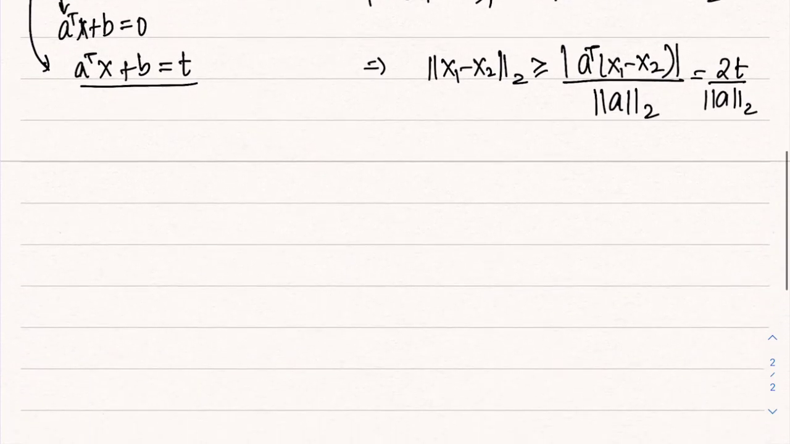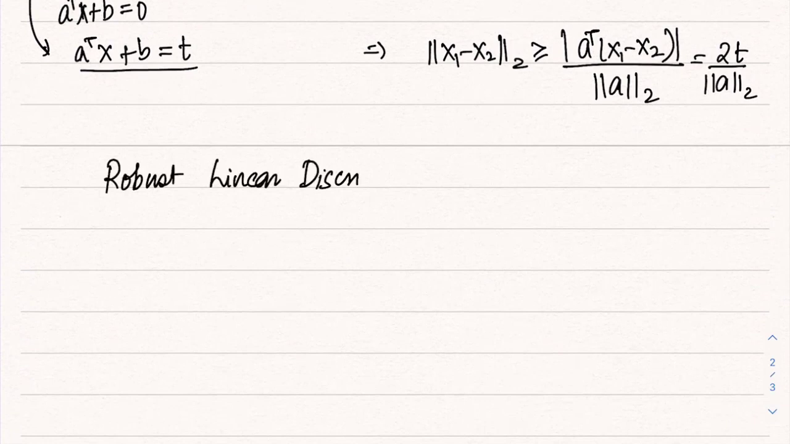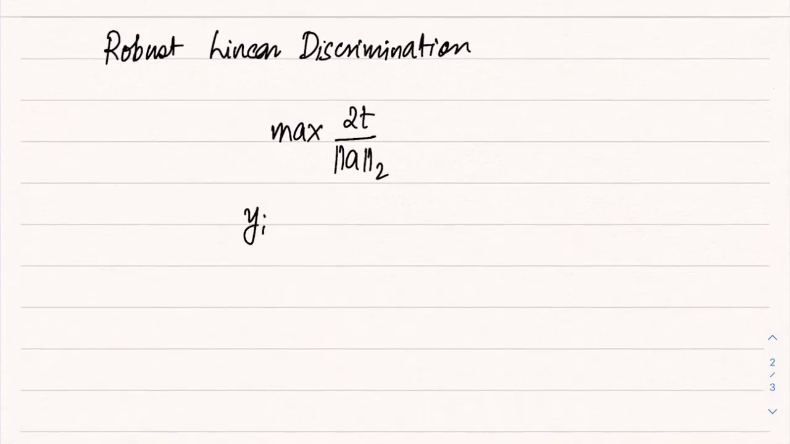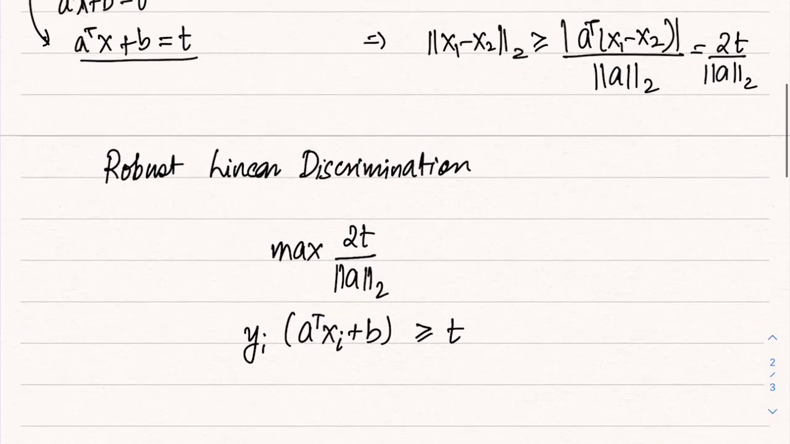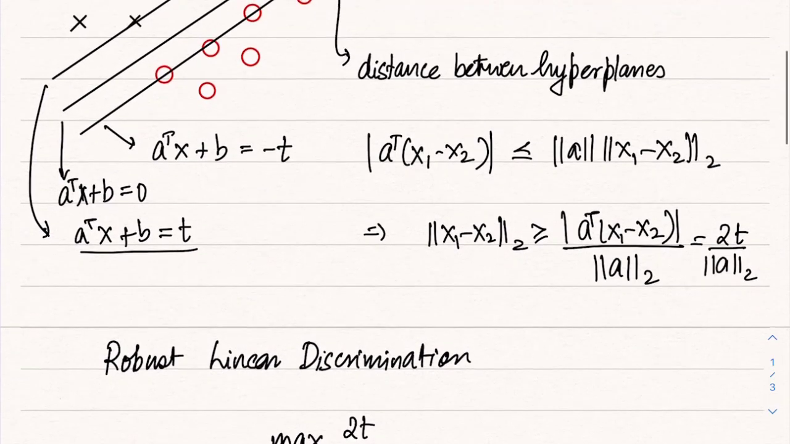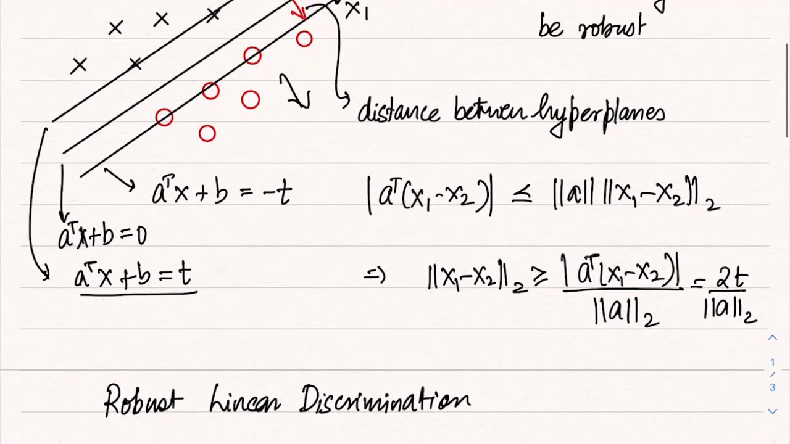Therefore, the robust linear discrimination problem becomes: maximize 2t divided by norm of A subject to the constraint that yi times (A transpose xi plus B) is greater than or equal to t. We have put t instead of 0 because we want to say that the circles are on this side of the plane and the crosses are on this side.